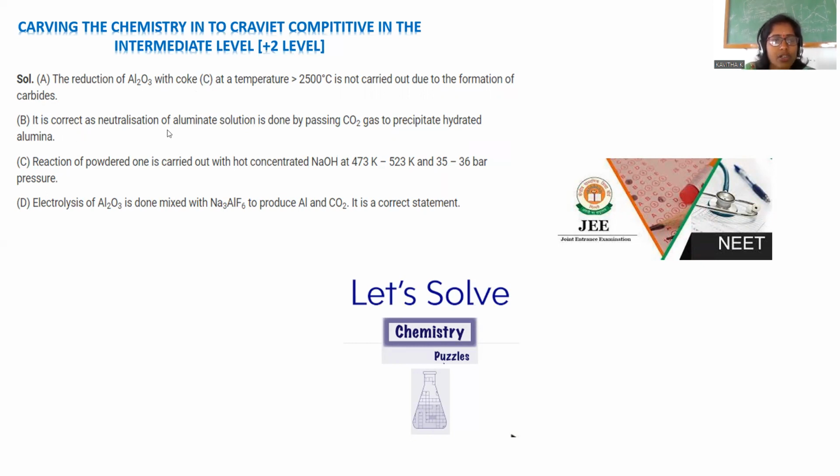B is correct. Neutralization of aluminate solution is done by carbon dioxide, which precipitates hydrated alumina. This is the correct option. The reaction of the powdered ore is carried out with concentrated sodium hydroxide. Temperature is 473 to 523 Kelvin and pressure is 35 to 36 bar. Electrolysis of Al2O3 mixed with Na3AlF6 produces aluminium and carbon dioxide. It is also the correct answer.